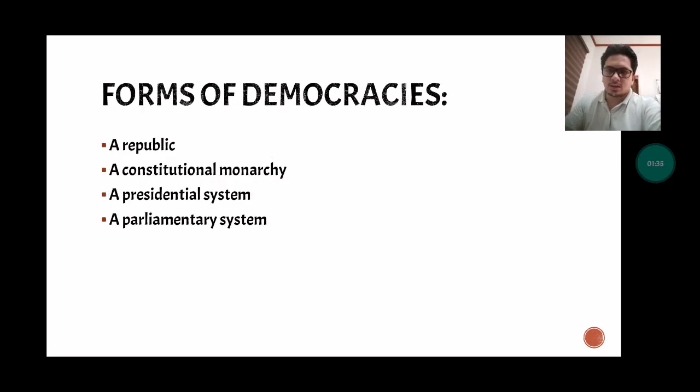The next are forms of democracies. A republic, a constitutional monarchy, a presidential system, and a parliamentary system.